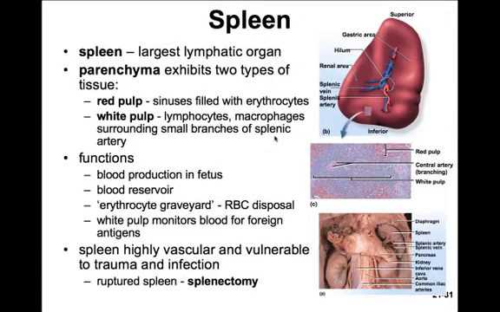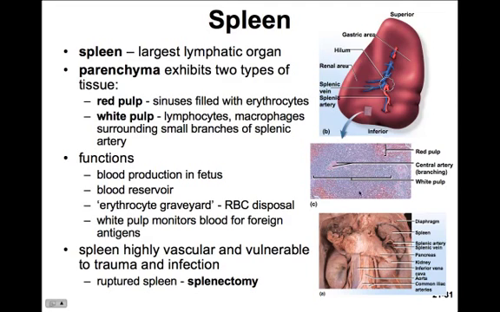So the spleen is the largest of our lymphatic organs. The parenchyma, or the functional tissue of the spleen, exhibits two types. There's red pulp that you can see here and white pulp here. The red pulp results from sinuses that are filled with erythrocytes that seep out of the capillaries into these splenic sinuses. The white pulp consists predominantly of lymphocytes and macrophages.